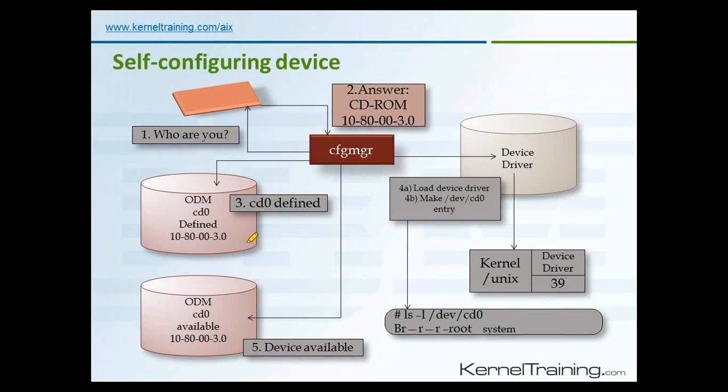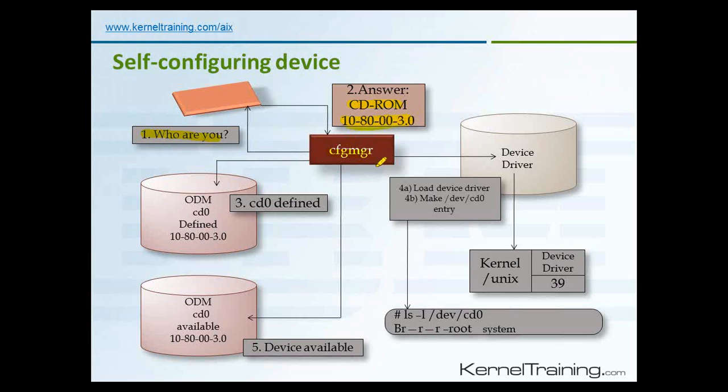Assume that I have a CD-ROM which I have connected to my machine. As soon as you have connected it, you will obviously run the cfgmgr command. Now as soon as you have run cfgmgr, it will ask the CD-ROM the first question: who are you? The CD-ROM would answer that I am a CD-ROM device connected to this location. The location it is displaying is called the logical address or logical location, a software-based address.